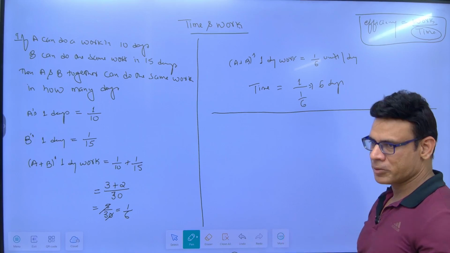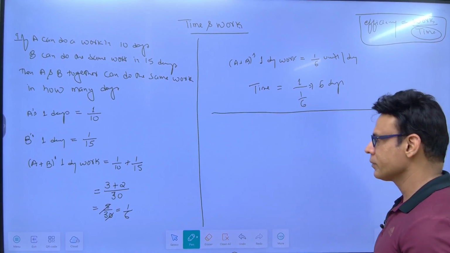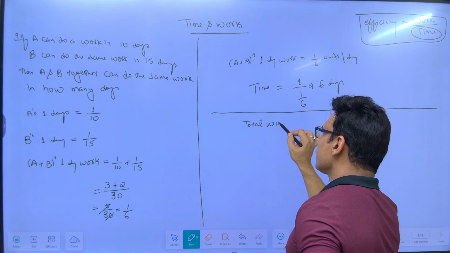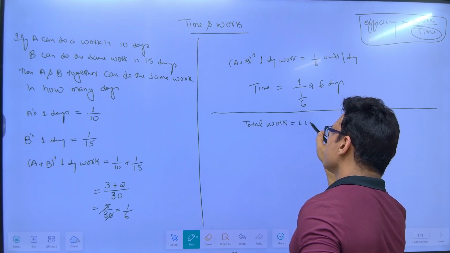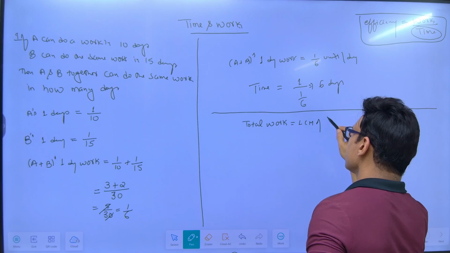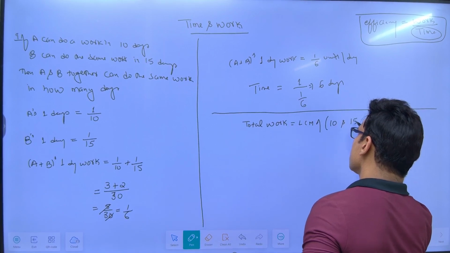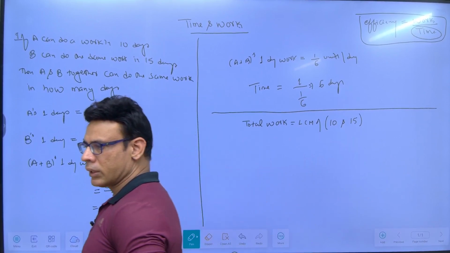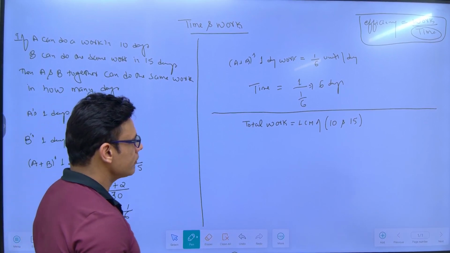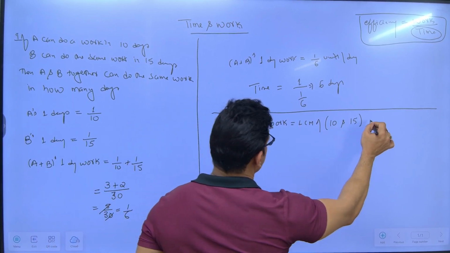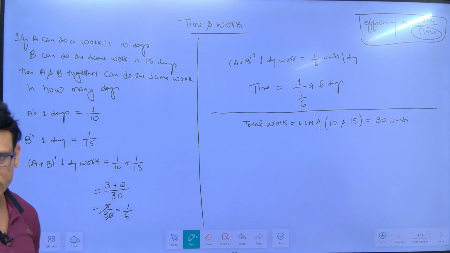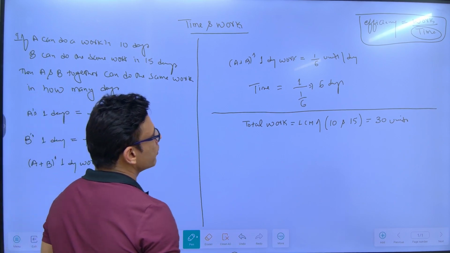Then there is a better method. And what is that method? For such a method, first of all, you always consider your total work is equal to the LCM of all given numbers of days which you find there. In this case, 10 and 15, right? What's the LCM of 10 and 15? 30 units. That means total work is, let's say, 30 units.